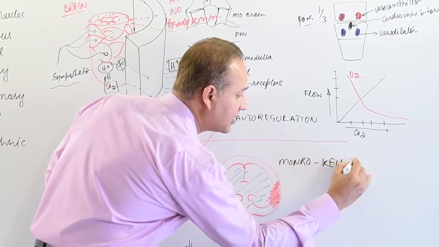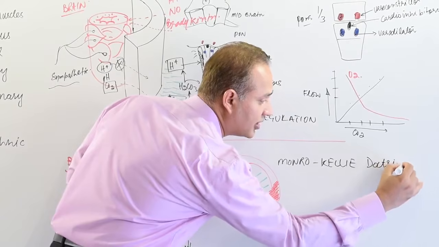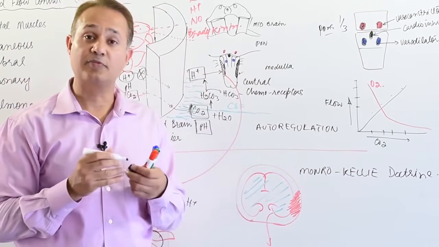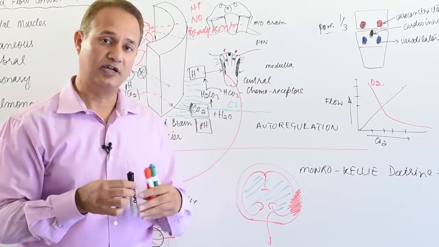Monro-Kellie doctrine or hypothesis. This is what governs what happens when there is intracranial pressure increase. We'll talk about it in the pathology with the cardiovascular system.